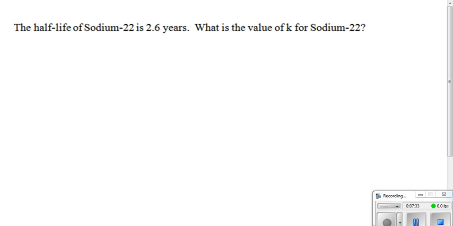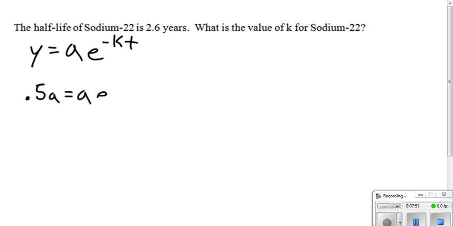So that's an exponential decay function again, and it's happening continuously. So we would use y equals a times e to the negative kt. Now, we don't know exactly how much we have, but we know that there's only half left in the end. So half of a equals a, how much we started with, times e to the negative k, we don't know our k value, times 2.6, because it takes 2.6 years for it to come down to half. We can take out a right away, divide both sides by a. So we're left with 0.5 equals e to the negative k times 2.6.